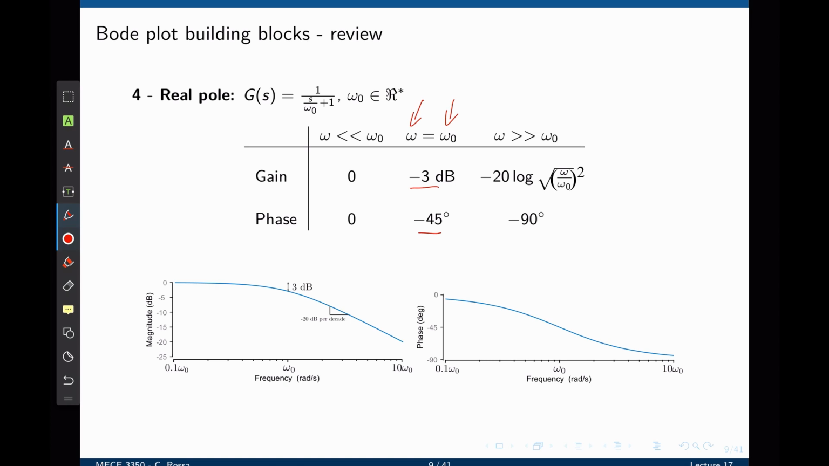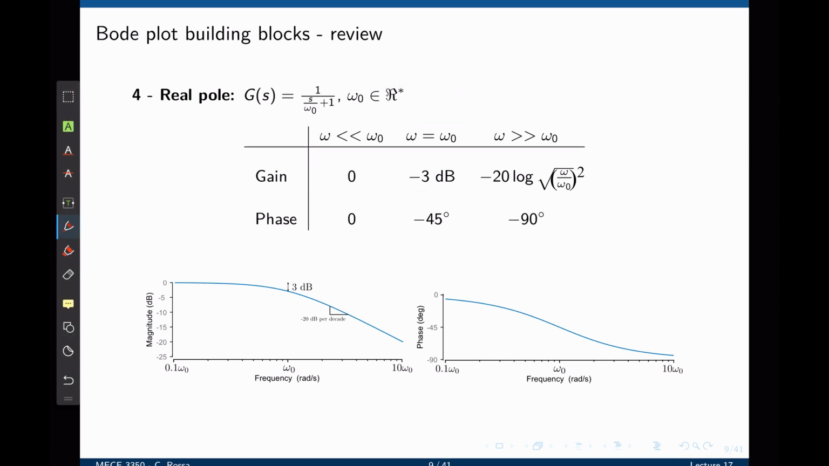The third and final case corresponds to the case where the input frequency is much greater than the cutoff frequency of the pole. And in that case, we know that the gain now follows a slope of negative 20 decibels per decade past the cutoff frequency, and the phase now tends to negative 90 degrees.